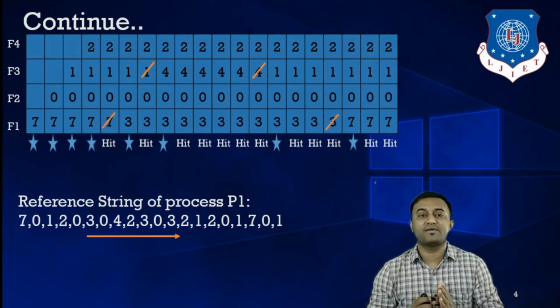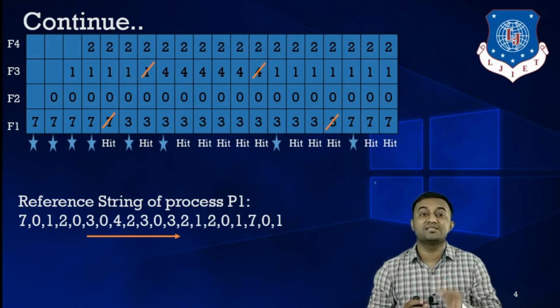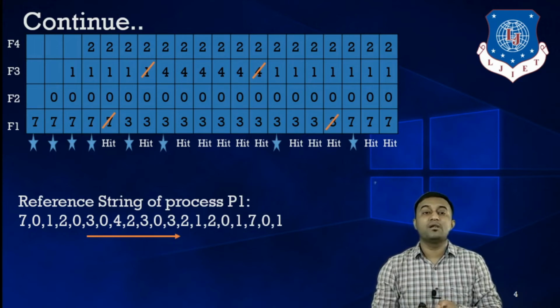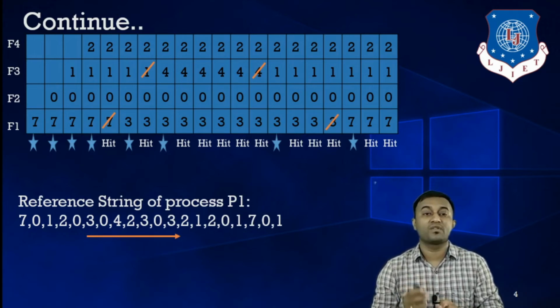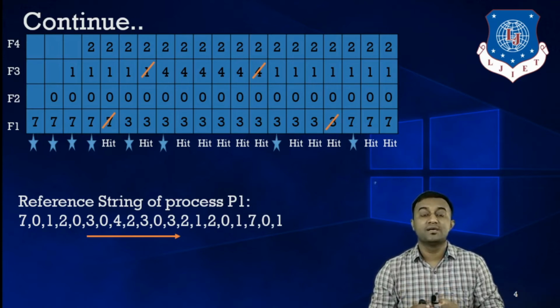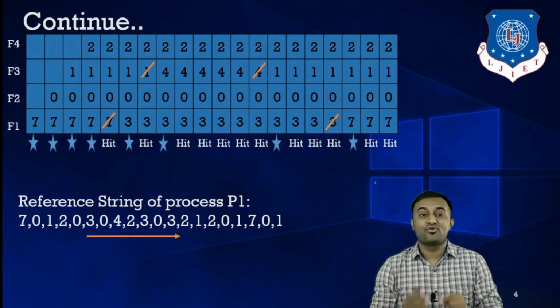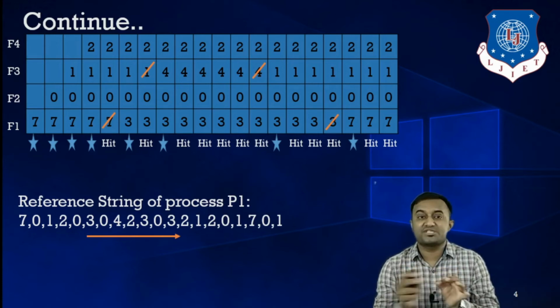Now the next request is page number 3. The CPU is demanding page number 3. Is page number 3 available in the main memory? The answer is no. So in that case, the optimal page replacement algorithm will work. So how will it work in this case? As I told you, it uses a futuristic approach.